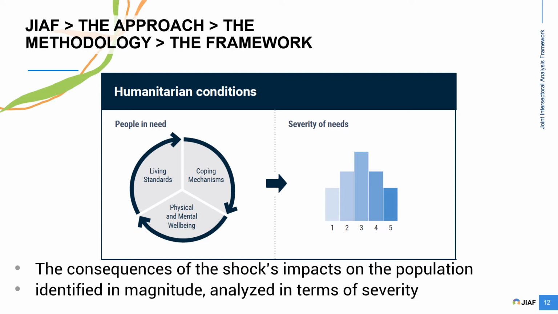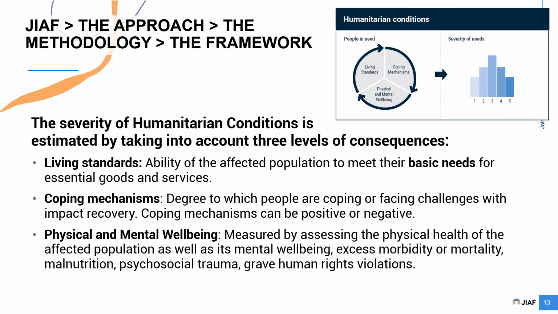The severity of humanitarian conditions is estimated by taking into account 3 humanitarian consequences, which are actually subpillars in the JIAF. These 3 consequences are living standards, coping mechanisms, and physical and mental well-being. Living standard is defined by the ability of the affected population to meet their basic needs for essential goods and services. It's basically access to services.